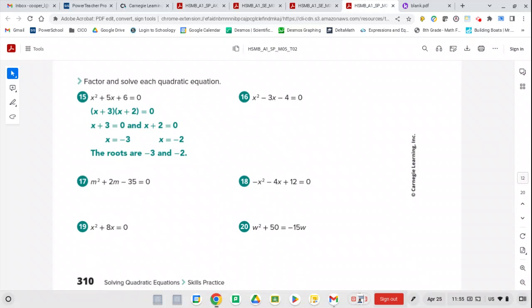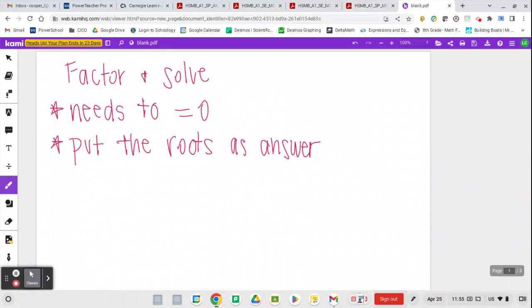It's easier than that. So I'm going to give you an example. Now, write this down though, because if they have it equaling 0, you're going to do this factor and solve, and all you do is put the roots as your answer. Okay? And here's an example of what you'll see.